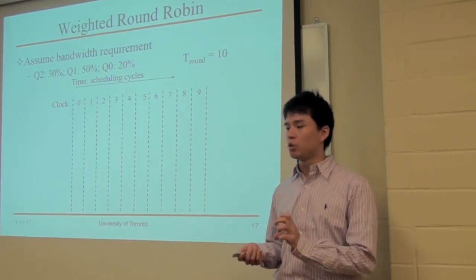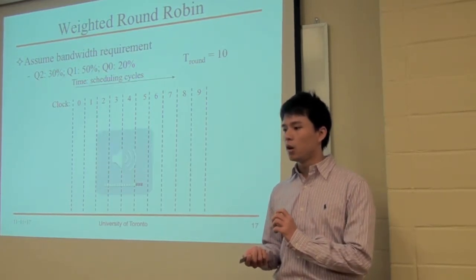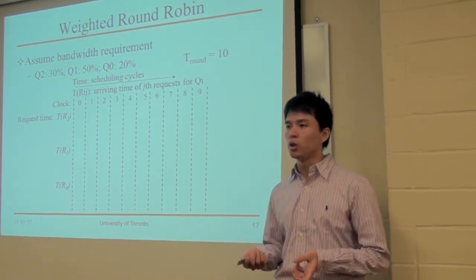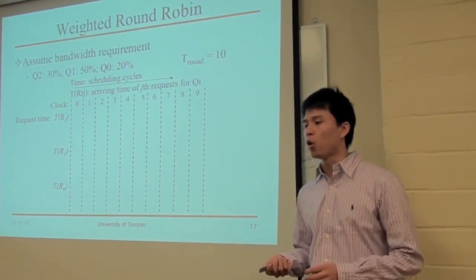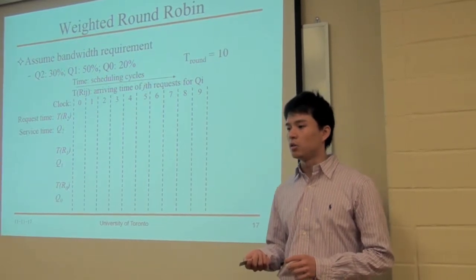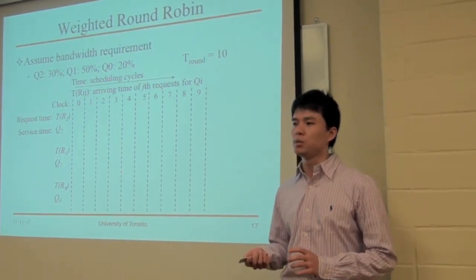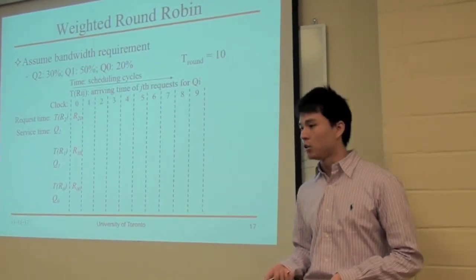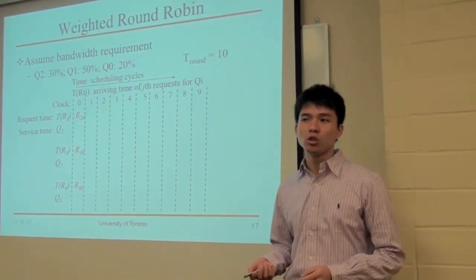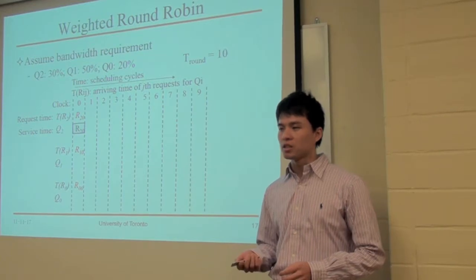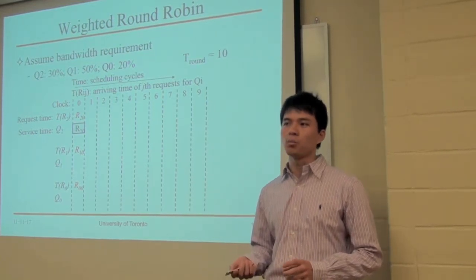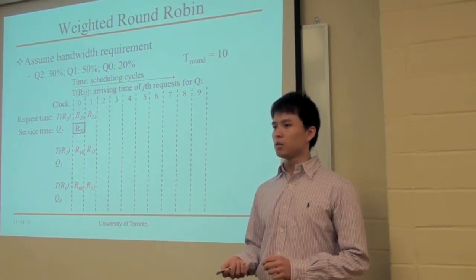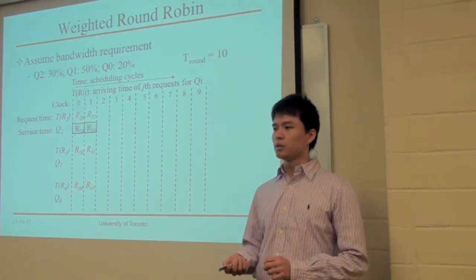So the top row shows the clock cycle. We use a separate row to show the request arriving time for each port. Also, another row is used to show the service time of each port. In the first cycle, 3 requests arrive at each port, and the WRR scheduler chooses to service port number 2. In the second cycle, another 3 requests arrive and port 2 gets the service again.